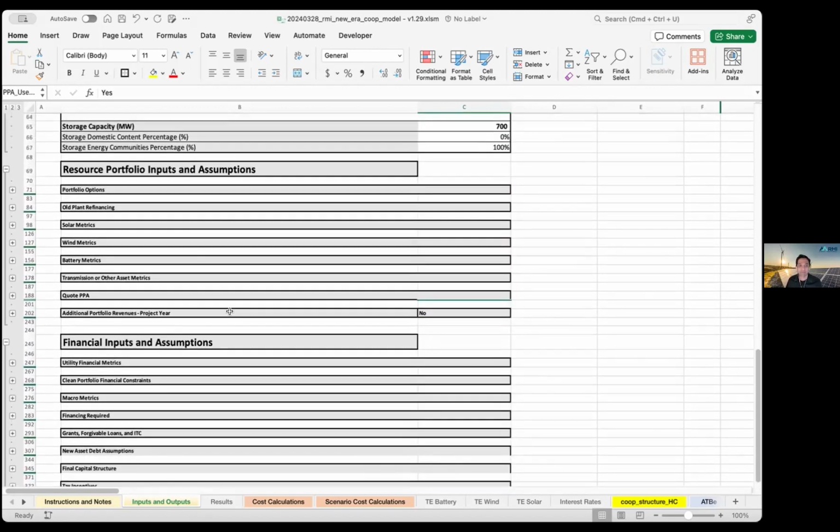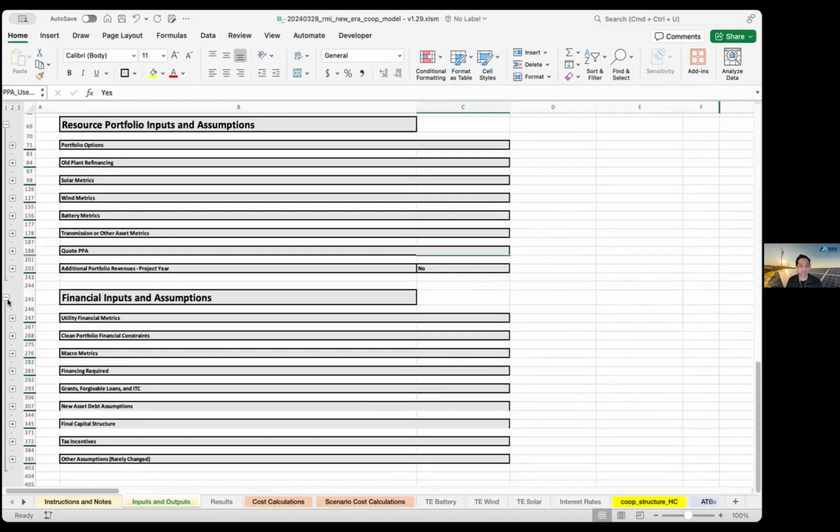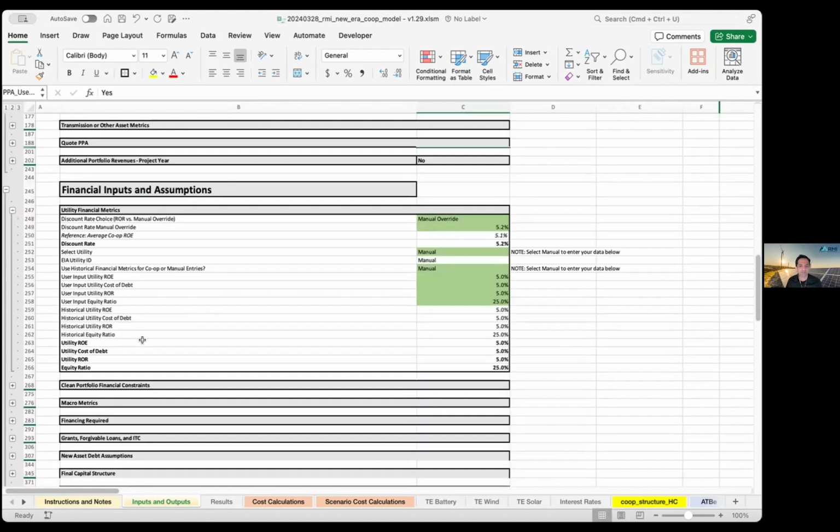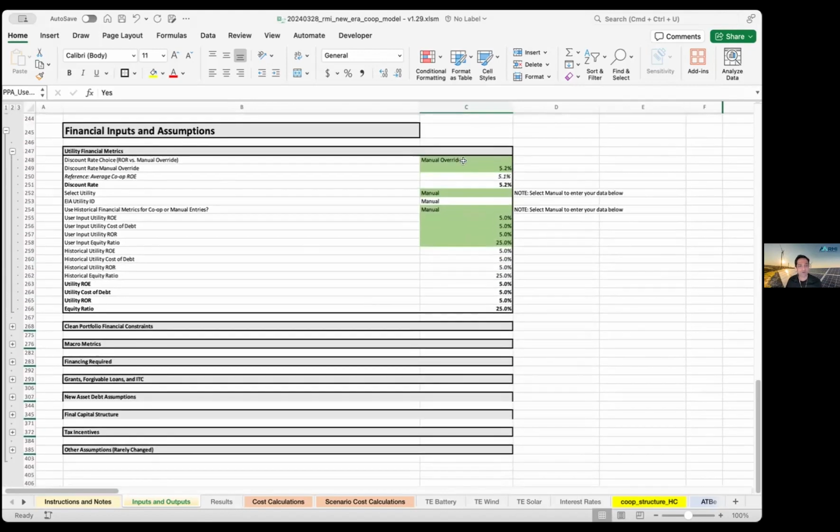So that's the bulk of the resource portfolio inputs and assumptions. And now I'm going to move on to the final section, which is the financial inputs and assumptions. Here, there are sections where you can enter in your utilities financial metrics first. And let me just talk a little bit about that.